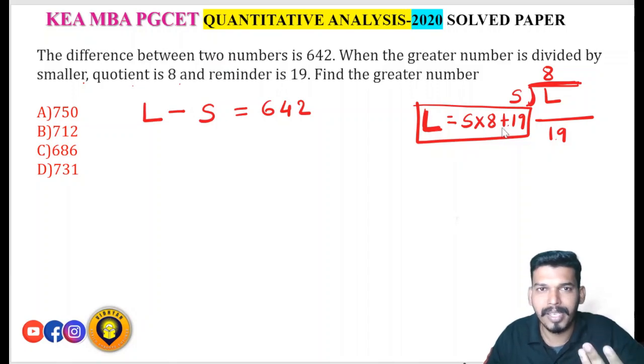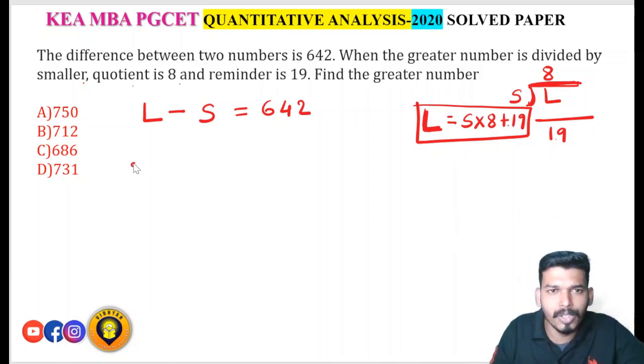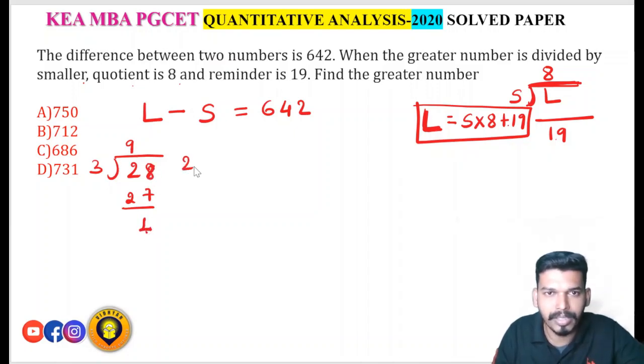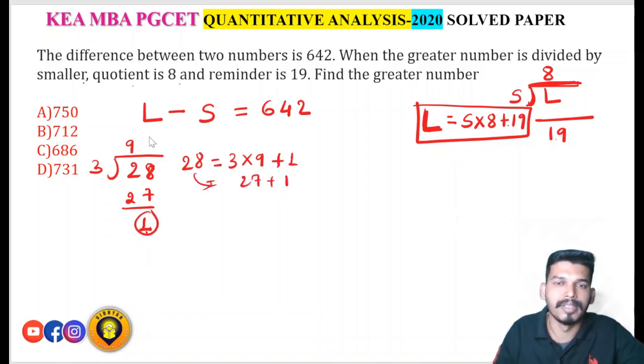How did it come? Suppose you don't know this, just take a small example. Like, suppose you are doing 28 by 3. 3 9s are 27, remainder is 1. 9 is the quotient, 1 is the remainder. So therefore, now if we want 28, 28 is equal to what? 3 into 9, divisor into quotient, plus the remainder. 3 9s are 27 plus 1, that is 28. Correct? So that is what I have written there.